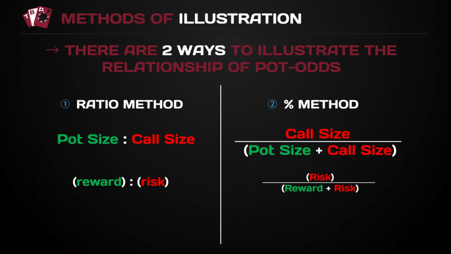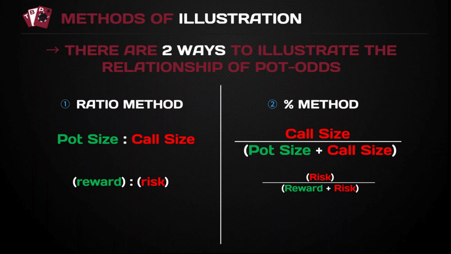As with odds before, the pot size is our reward, while the call size represents our risk. So, as you hopefully recognized, the ratio method is basically the same as before, the odds. On the right side, you see a second method to illustrate pot odds, which is called percentage method.